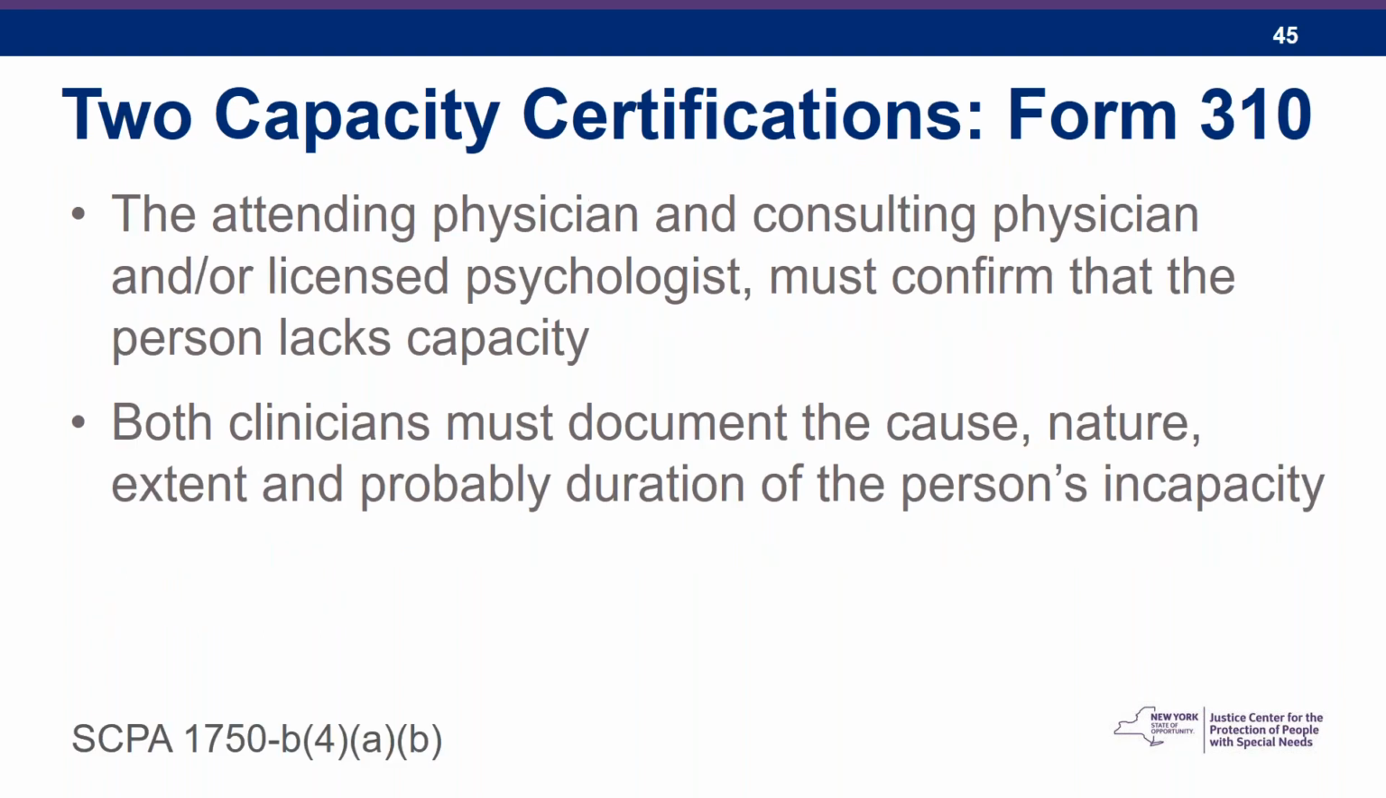So the 2 capacity certifications, we're looking at Form 310. There's an attending physician and a consulting physician and/or licensed psychologist, that they have to confirm that the person lacks the capacity to make the decision. And this is basically, the reason for this protection is they're looking at the cause, nature, extent, and probable duration of the person's incapacity. If there's any possibility that this person may regain capacity, maybe they're just temporarily in a coma, if there's any chance that they may regain the capacity to make this decision, we aren't going to take that right to make this decision away from them. So that's the protection in that regard.